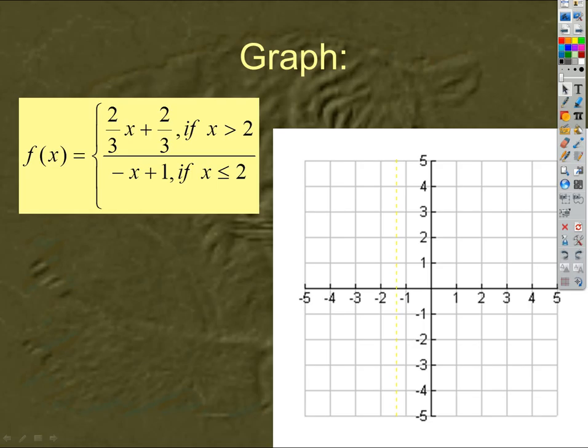Now, which one goes on the right in this case, and which one goes on the left? The top one's on the right because its x is greater than, right? Yeah. The bottom one's on the left because its x is less than or equal to.